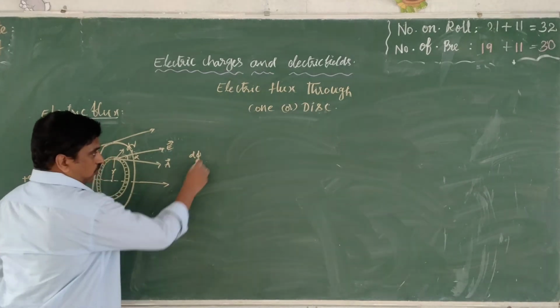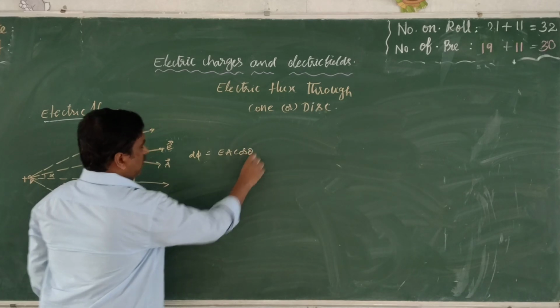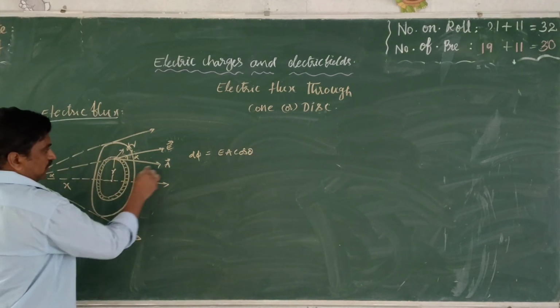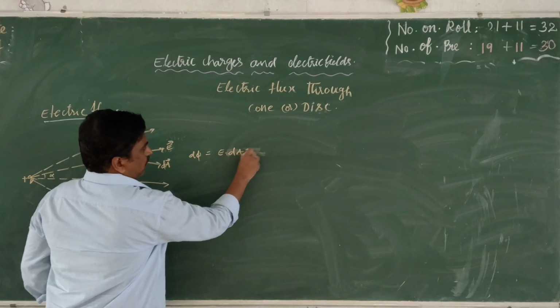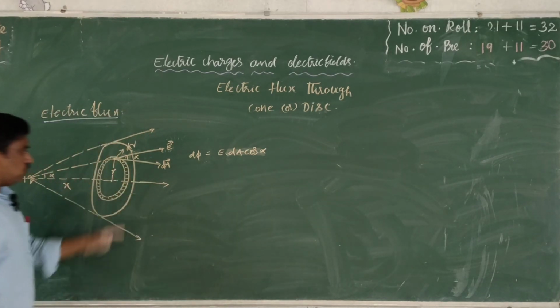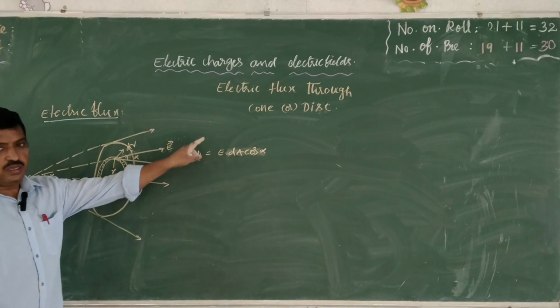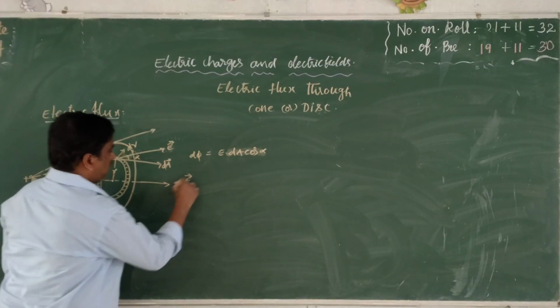So d phi equals what formula? E A cos theta. Here A is the small area, so we write dA. So E dA cos theta, where theta is alpha. So the flux through this ring is E dA cos alpha. First we find the electric field.